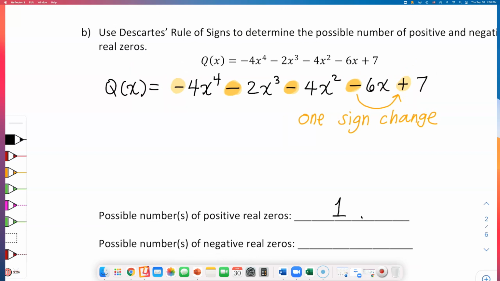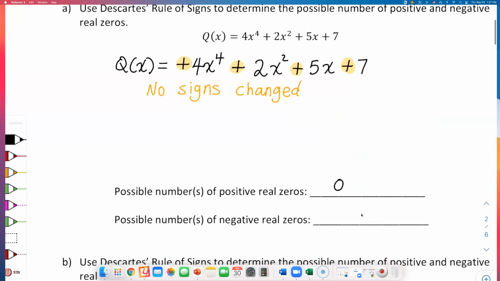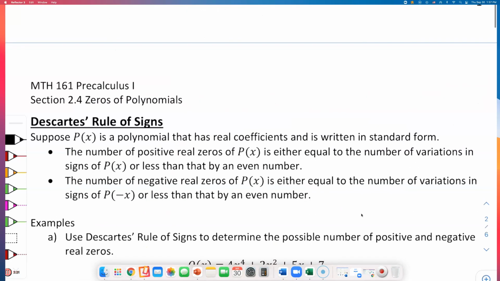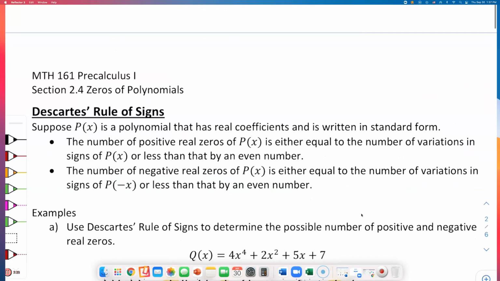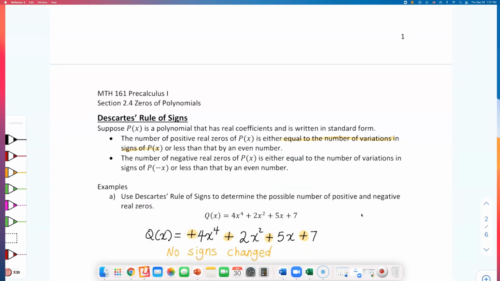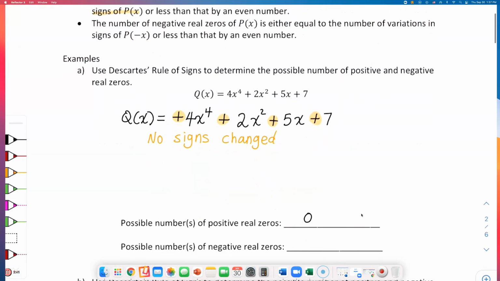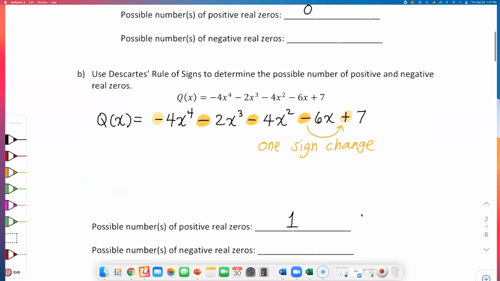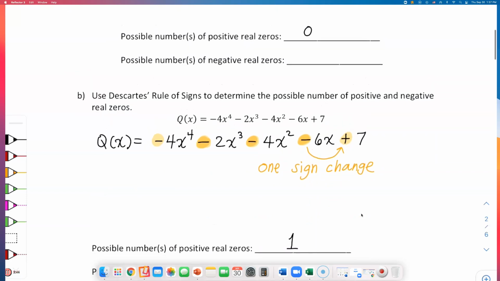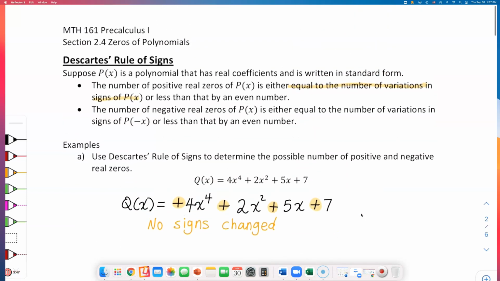Okay, I'm going to show you another case because there was one more part. It says that the possible number of positive zeros is equal to the number of variations of signs of p of x. That's what we did. If there was no sign change, we said 0. If there is one sign change, we said 1 is a possible number of positive real zeros. But there is a second part that is worded in a somewhat confusing way. It says less than that by an even number.